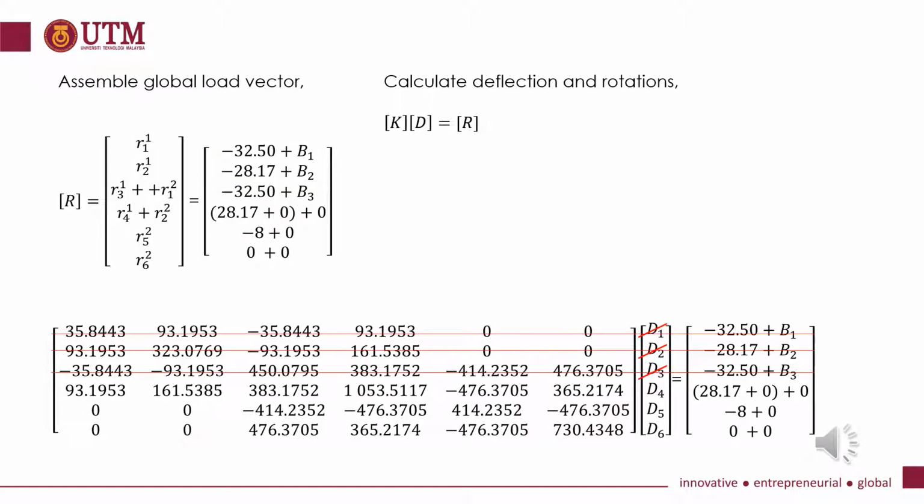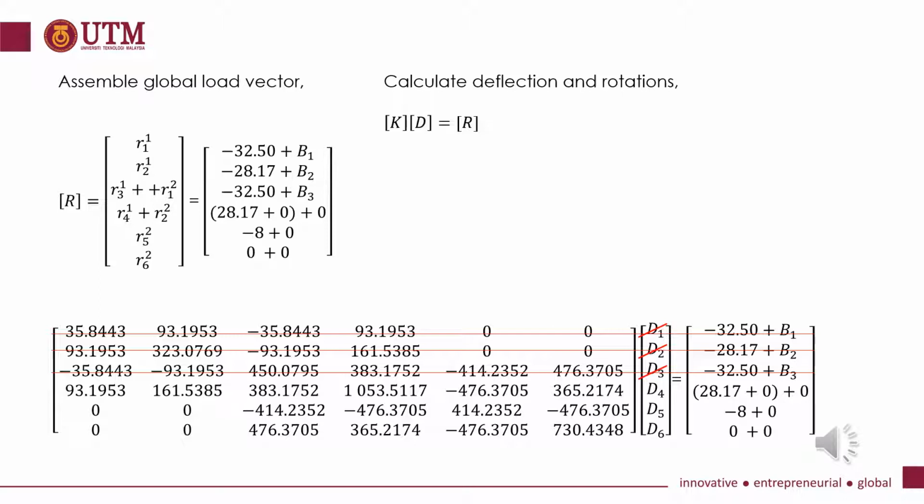Assemble the global load vector. To emphasize the global reaction forces, B11, B12, and B13 are expressed as B1, B2, and B3 respectively. Then calculate the deflection and rotation by using the formula: global stiffness matrix multiplied by deflection equals the load vector.